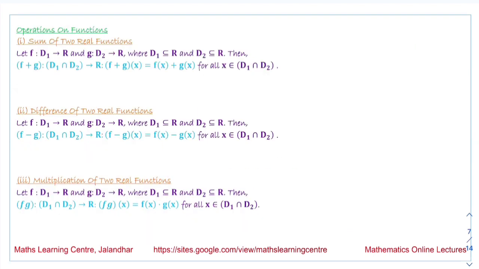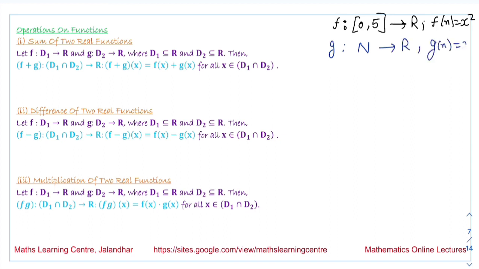Now next we are talking about operations on functions, and the first one is the sum of two real functions. Suppose we have two functions. One is the function f, defined from the closed interval [0, 5] to R, and its definition is given as f(x) = x². Suppose there is another function g defined from the set of natural numbers to R, and it is defined as g(x) = x³.